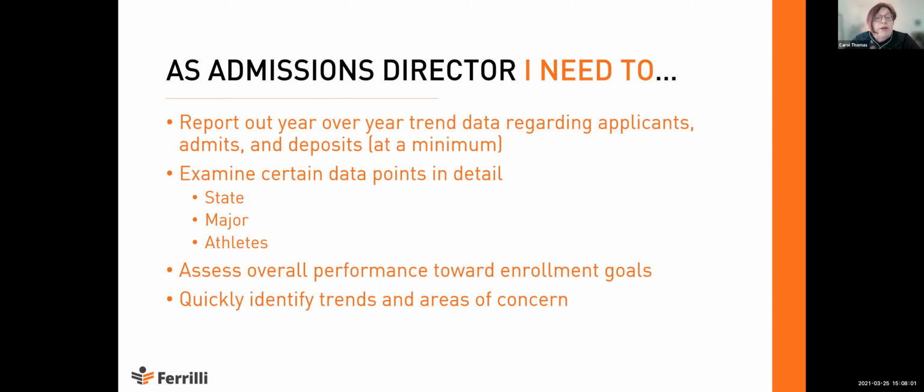But typically, we're wanting to look at a distribution of our pool at any stage of the funnel by state, by major, by athletic status, or by any other of hundreds of variables that we might be considering as we are seeking to assess our overall performance against our enrollment goals, and also quickly identify trends and areas of concern that we may want to address both operationally and strategically.